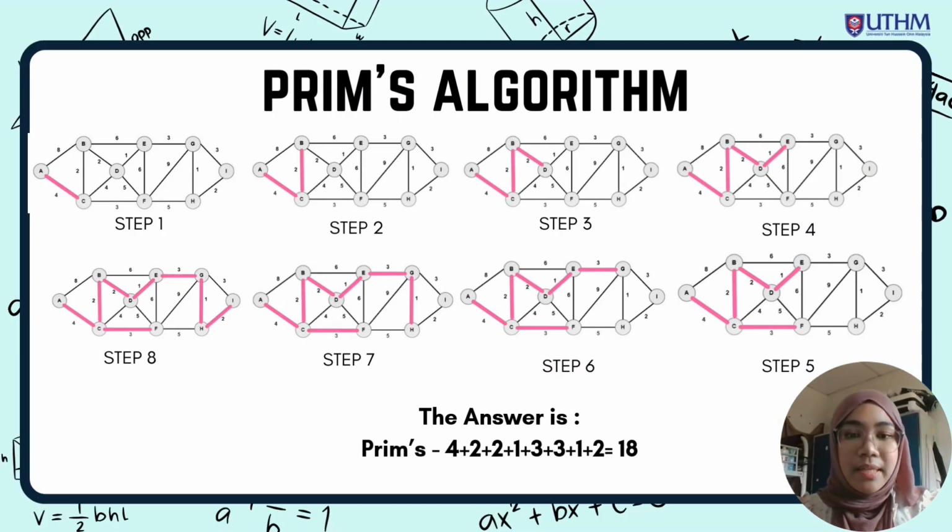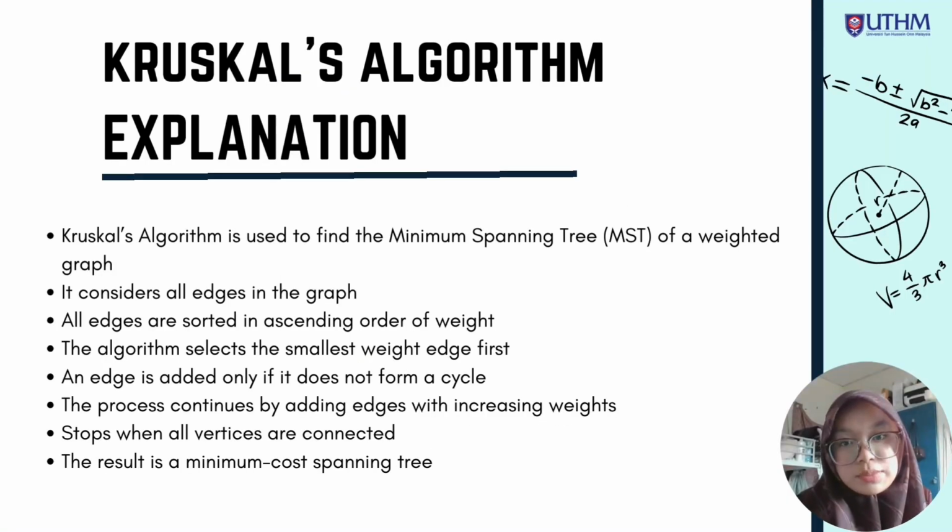So, this is the answer to question 1. You can see step by step, and you can total all the Prim's numbers, so you can get the final number. So I will explain about Kruskal's algorithm.